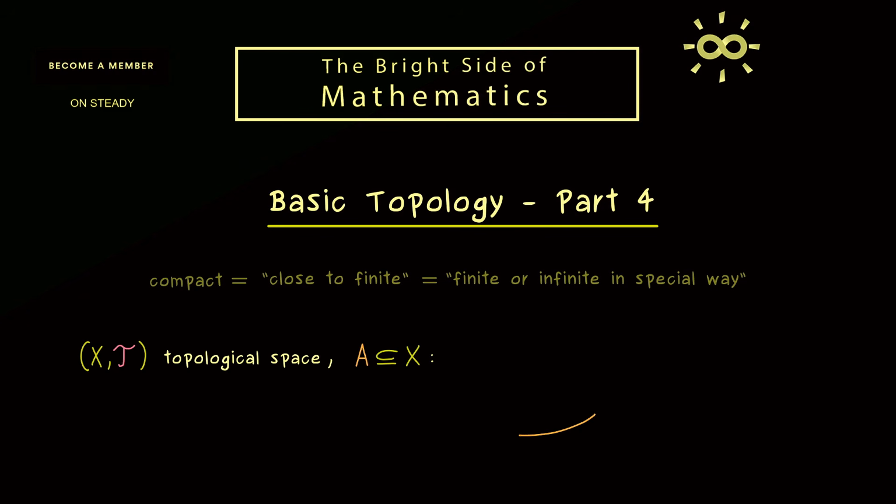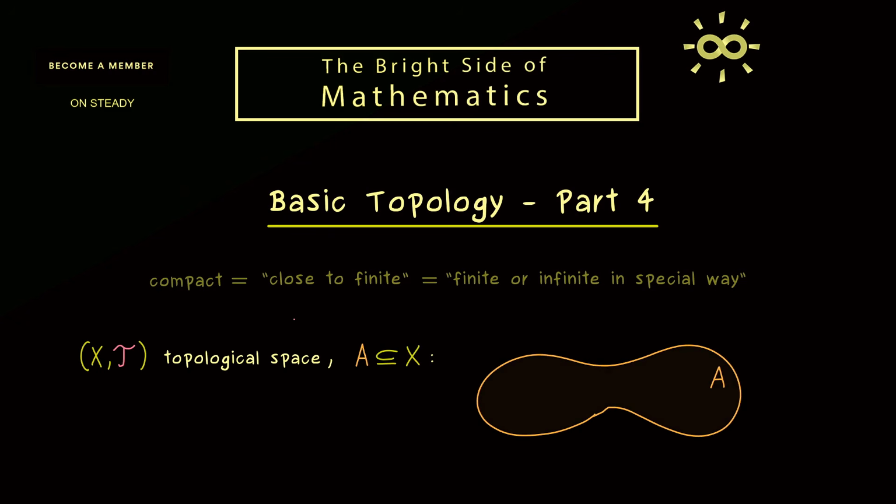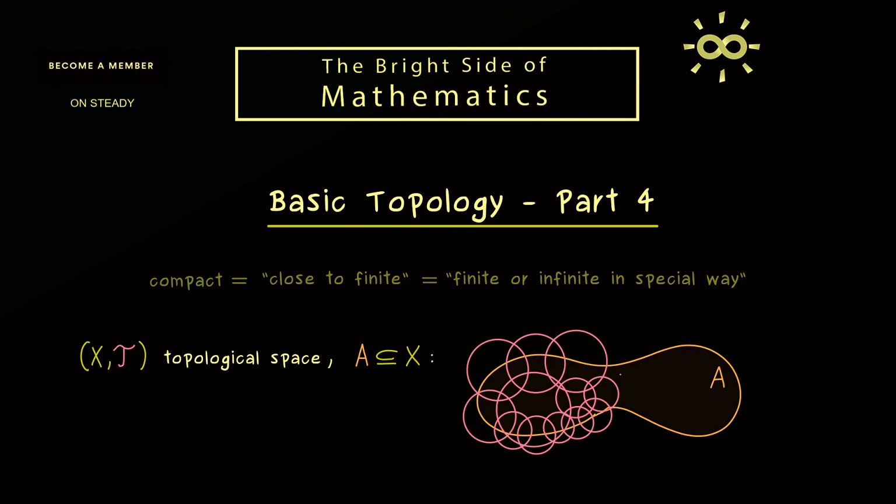So maybe let's visualize A like that. And now the notion compact can be visualized by covering the whole set A with open sets. So these sets come from our topology T and they can be big or small, it does not matter. The only thing we want is that we cover the whole set A.